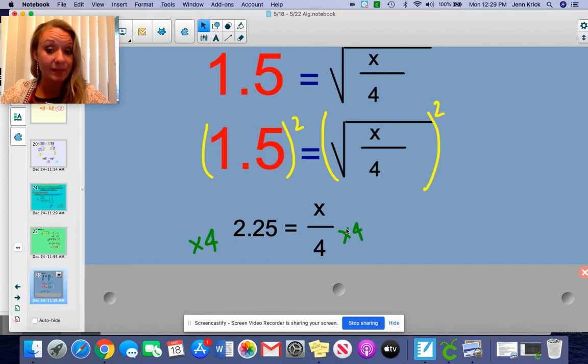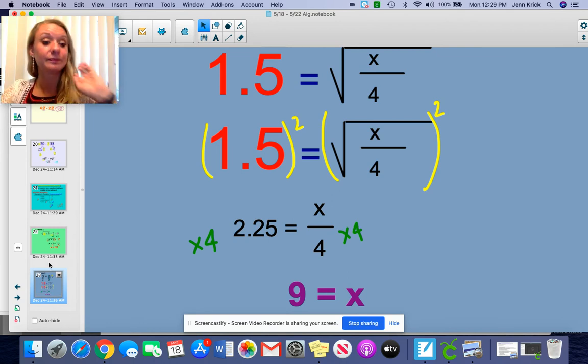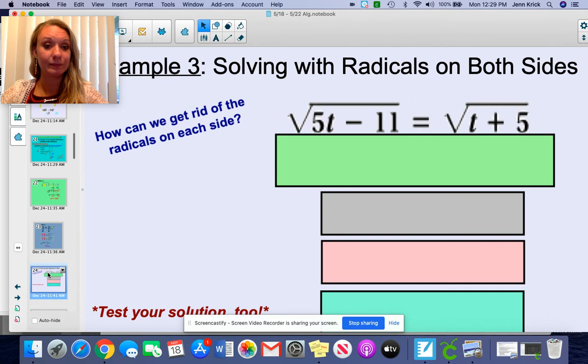Last step to get x by itself: if it's being divided by 4, we multiply both sides by 4, and you are left with 9 equals x. And that's your solution. Moving on.